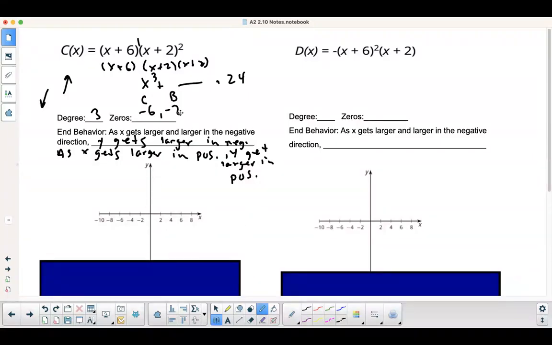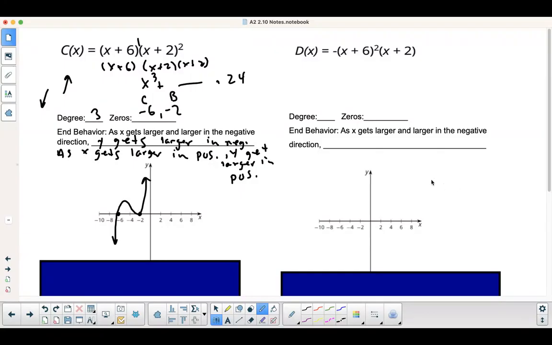All right, so let's get this plotted here. I got a 0 at -6, and I got a 0 at -2. So the right side goes up, so I got to go up here. The left side goes down, so I'm going to go down here. So here's the thing, though. At -2, it's a bounce. So I have to cross here at -6, so I'm probably going to have to do something like that.